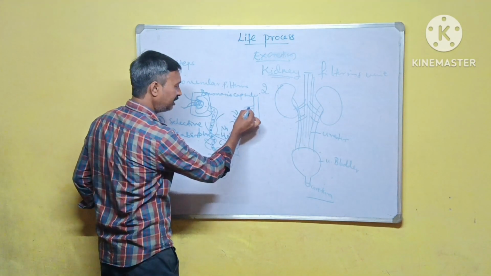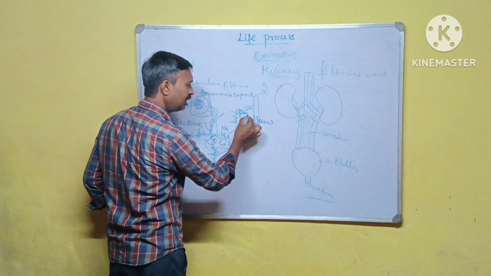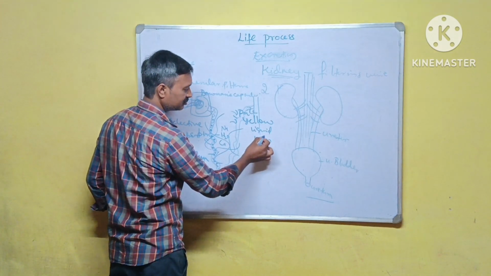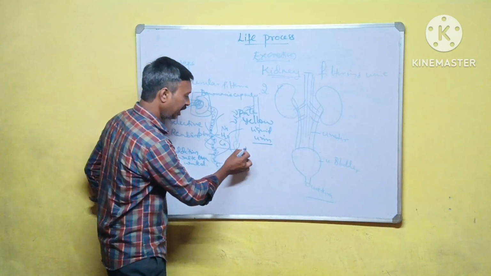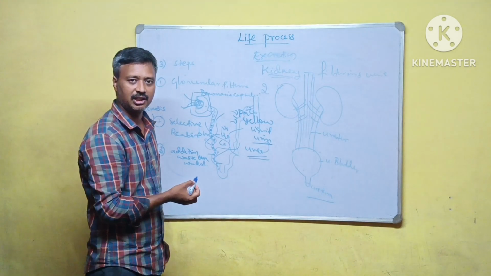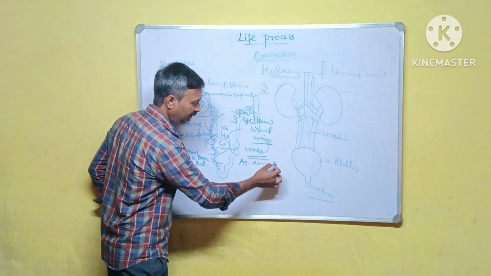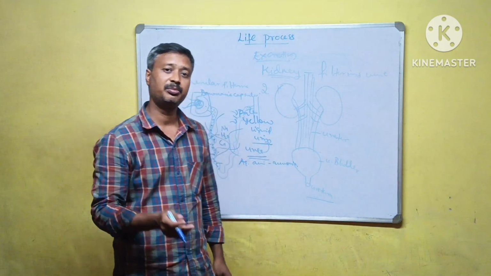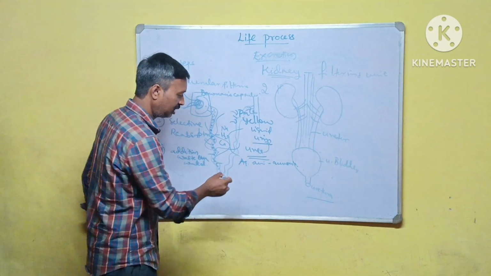Now here in the end stage, the pale yellow colored liquid is called urine. We excrete urea in the form of urine. Aquatic animals, water animals, excrete ammonia, like fishes, frogs, whoever lives in the water.